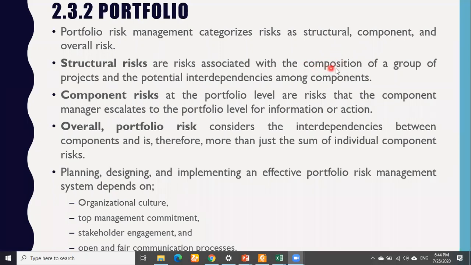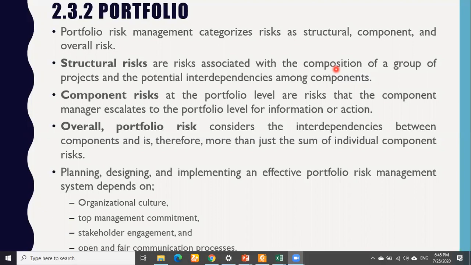You see, it says composition of a group, associated with the composition of a group. Definitely a group could be of programs, a group of projects, etc. So it talks about the composition. Now we need to understand what composition is. Composition means that something is made of different components, and we are trying to understand how these components work with each other. That will be known as the composition of a group.